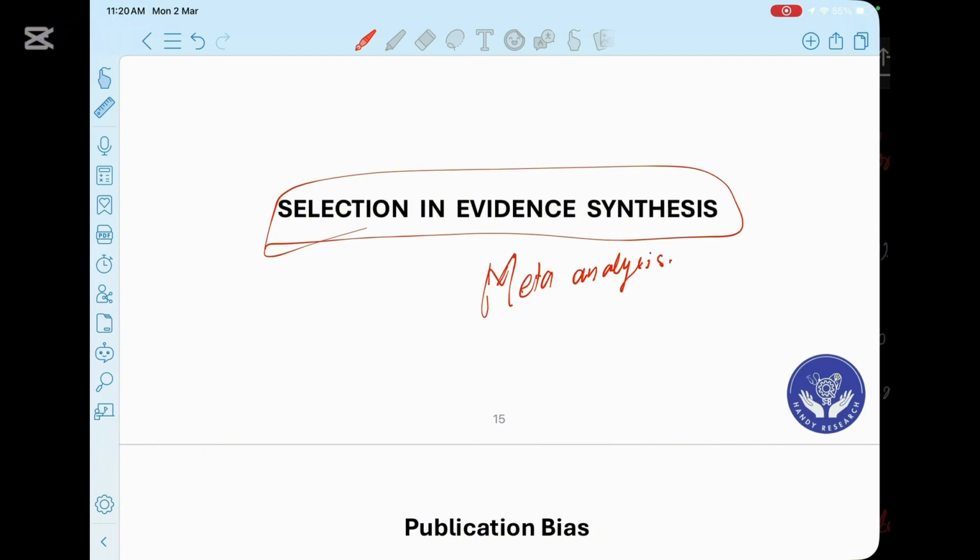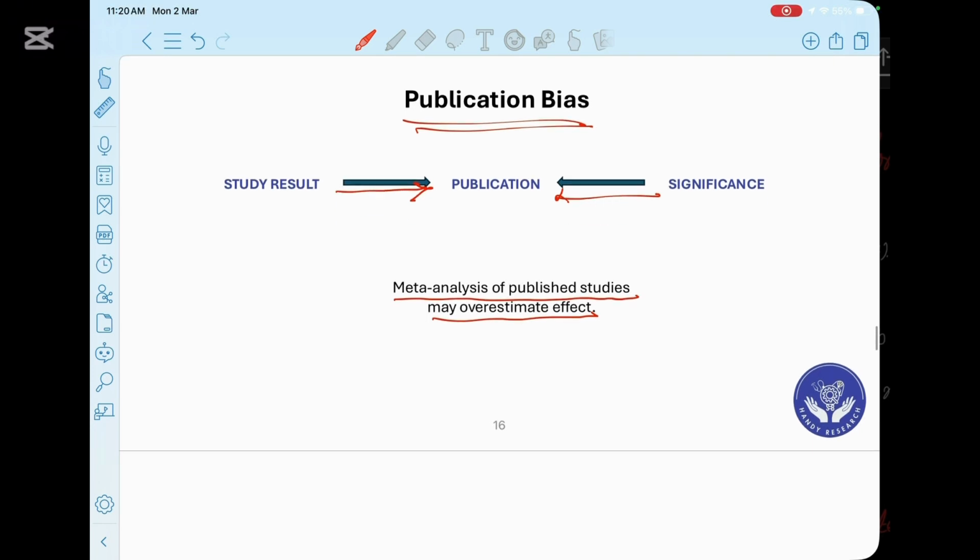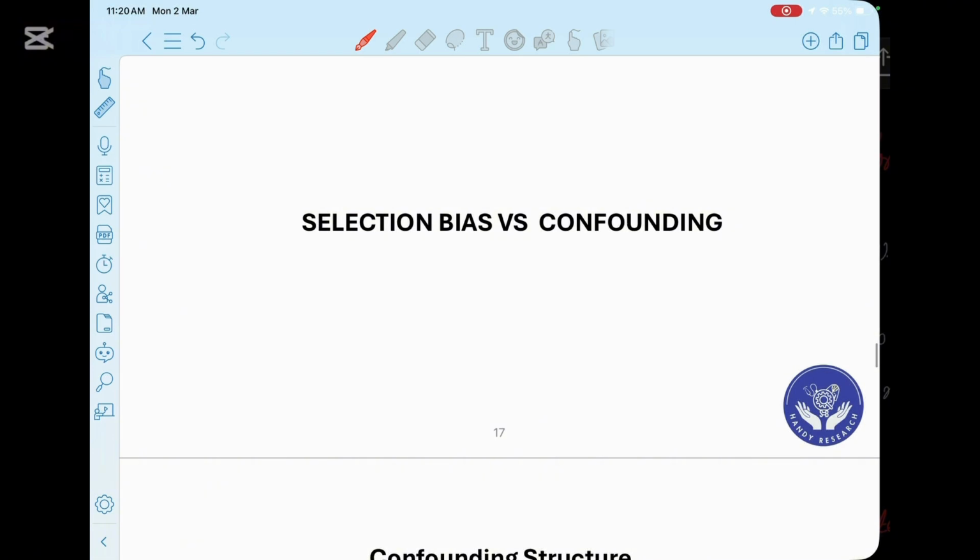Selection in meta analysis. Selection bias also occurs at the literature level. Studies with significant results are more likely to be published, and publication depends on study results and statistical significance. If you analyze only published studies, you condition on publication, and that is selection bias in evidence synthesis.